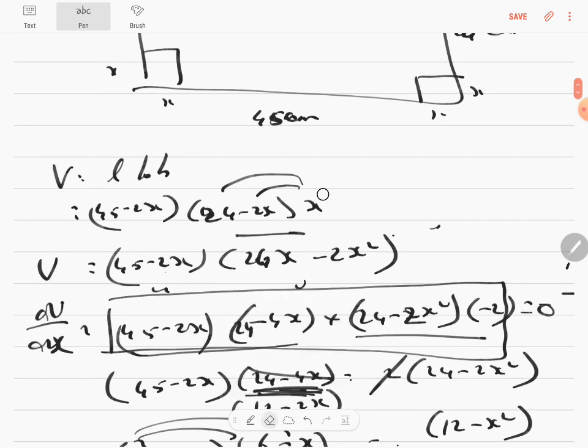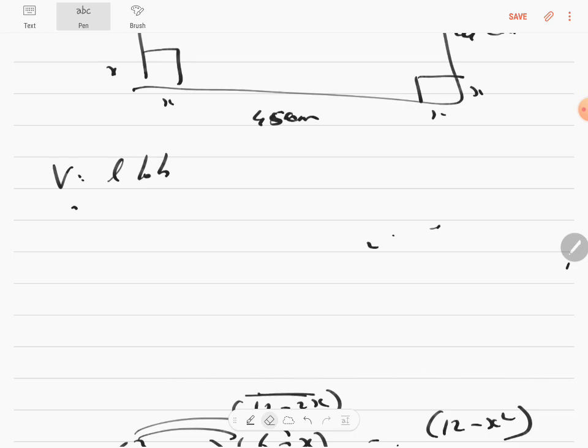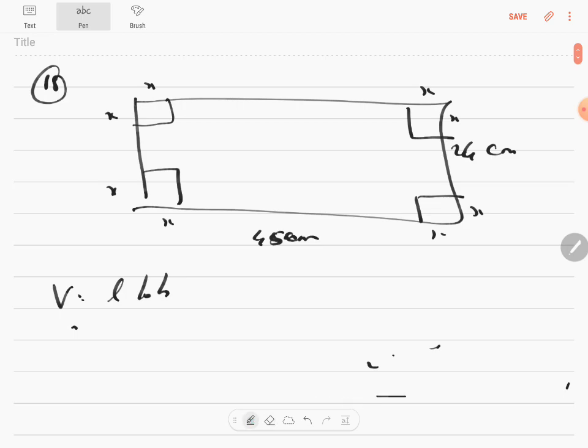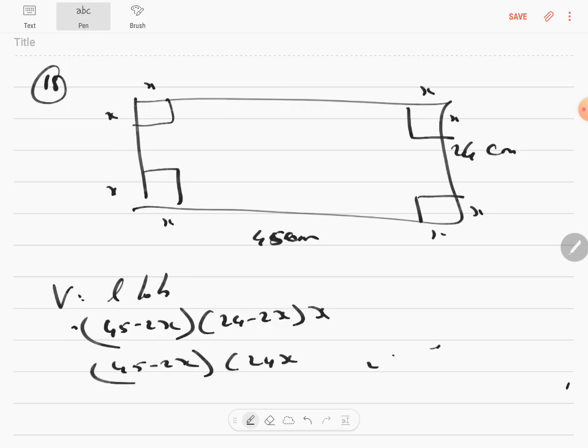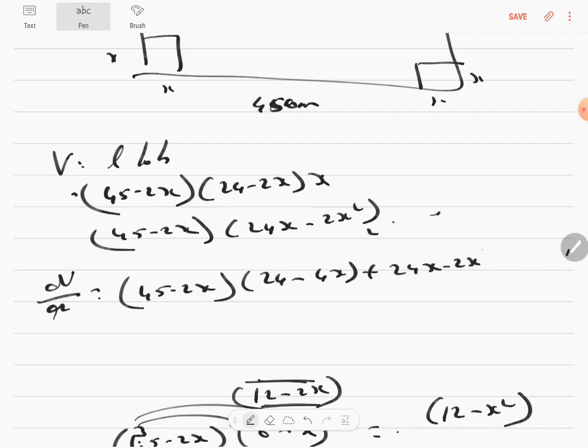Let me try the sum once again. I really don't know what is the issue. So length into breadth into height. It is 45 and 24, which is correct only. 45 minus 2x into 24 minus 2x into x, which is 45 minus 2x into 24x minus 2x square, and dv by dx is 45 minus 2x into 24 minus 4x plus 24x minus 2x square into minus 2.